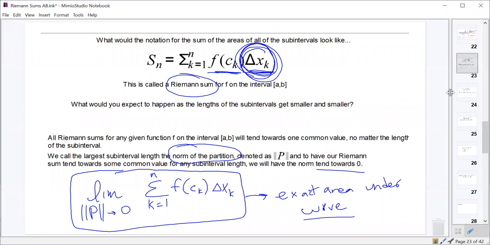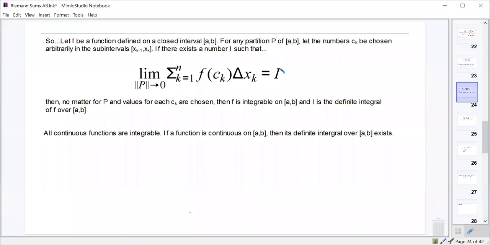Okay. And we call this thing I, or the integral. This is called the integral of our function, and that is the representation of the exact area under the curve. Good or no?